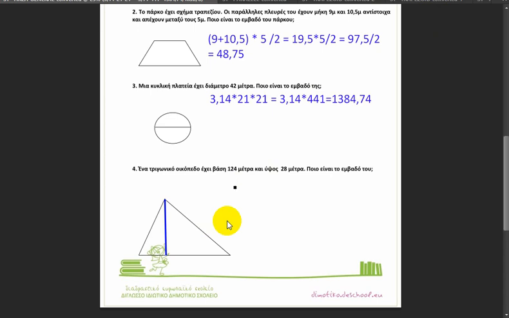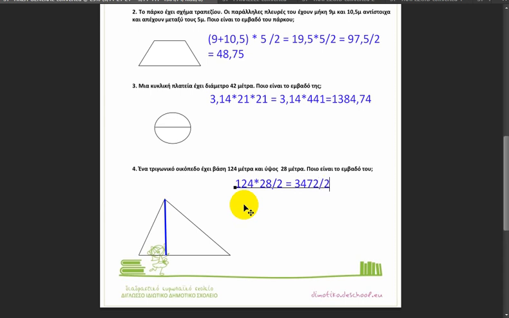So that would be 124 times 28 divided by 2. Now let's think here. 124 times 28 will give me... you know what, I'm just going to pause and actually solve that right here. Okay, so that gives me 3,472. Then we need to divide that by 2.